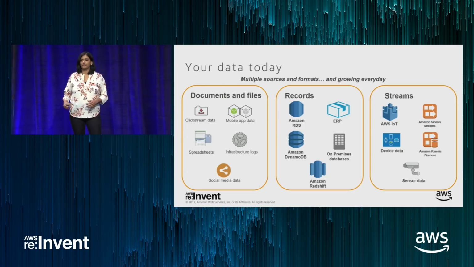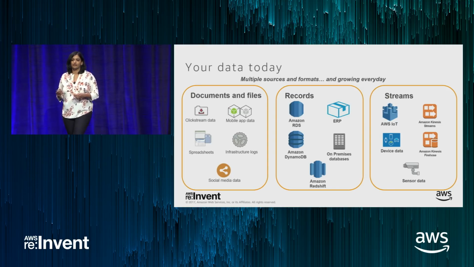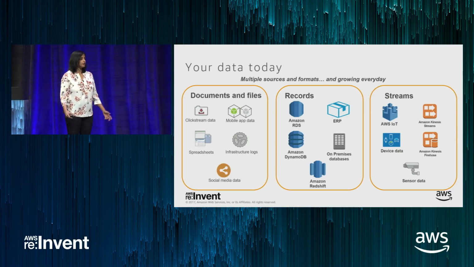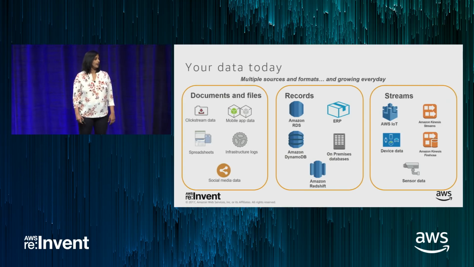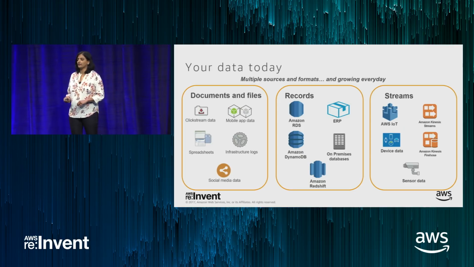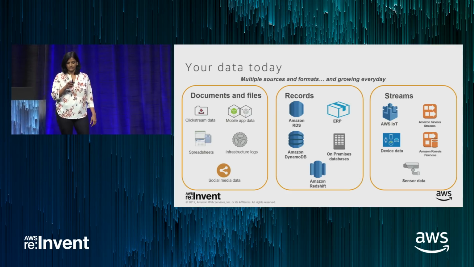You have sensor data. You have devices sending you IoT data. And many of your social media sources or clickstream data is also being probably streamed in. So how do you deal with these multiple formats, sources? And this picture probably keeps changing every single day. So how do you make sure that your data is not siloed? It's available for various different use cases in your organization.